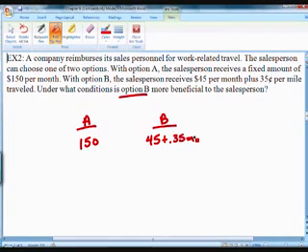$45 plus 0.35 M, and be careful. Notice what I did there. That's $45. This is 35 cents. Because if I put just plain old 45 plus 35 M, that'd be a nice paycheck, because that means you're getting $45 plus $35 a mile. But you don't, you get 35 cents a mile.